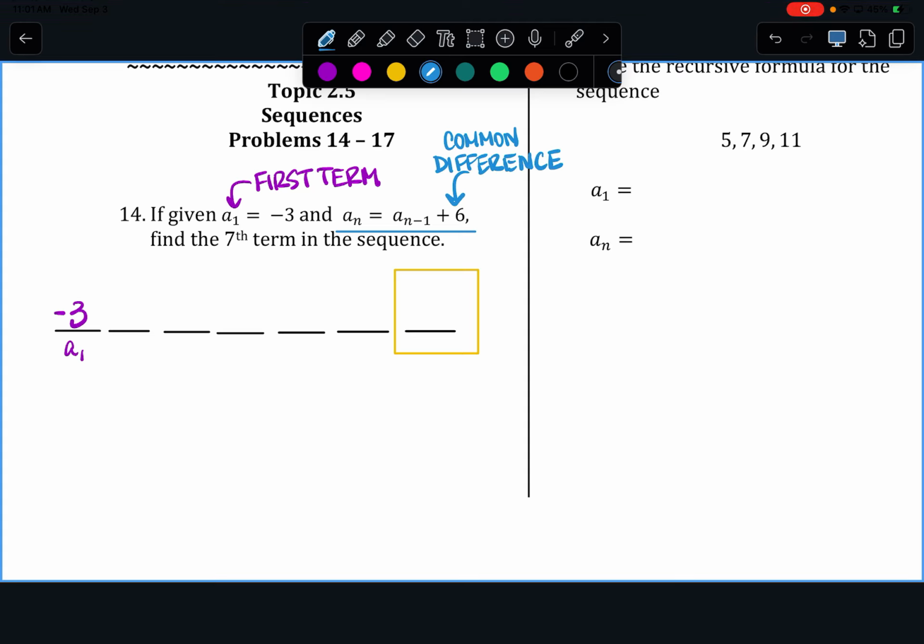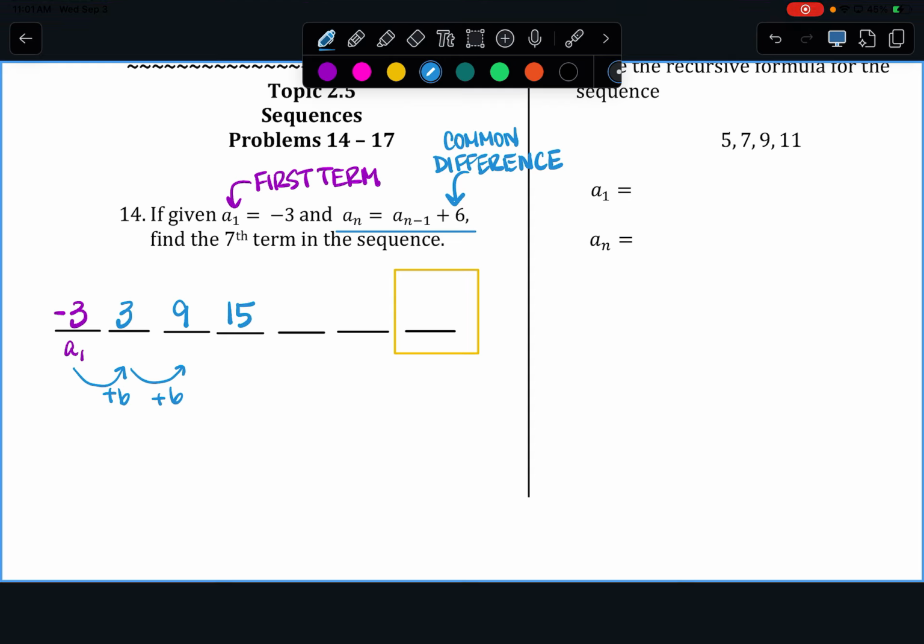Sorry, I'm just writing all these little notes down. So to find a sub 2, we add 6 to -3, right? And what's that going to give us? 3. Then we add another 6 to that number to get the next one in line, which is going to give us 9. And we're just going to continue this over and over again until we finally get the 7th term, because that's the one they asked for.